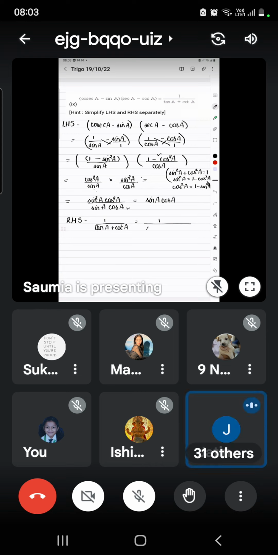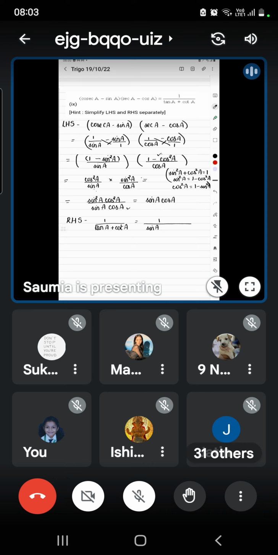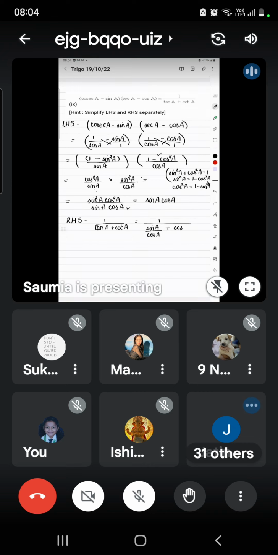Sin A upon cos A. And what is cot A? Cos A upon sin A. Now look at the expression. I have a numerator 1 and at the denominator I have two fractions that are to be added. But do these fractions have the same denominator?